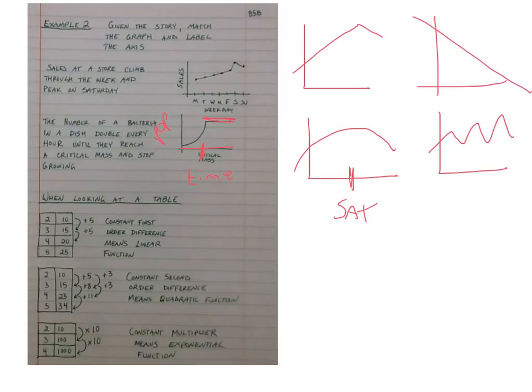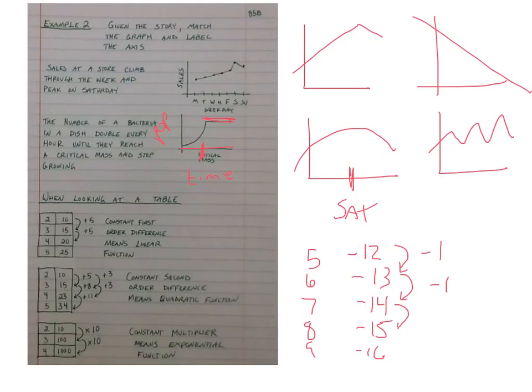Another example would be if you had 5, 6, 7, 8, 9, and then over here you had negative 12, negative 13, negative 14, negative 15, negative 16. Each of these cases we're going down 1. So we have a constant first order difference. So that's a linear function.